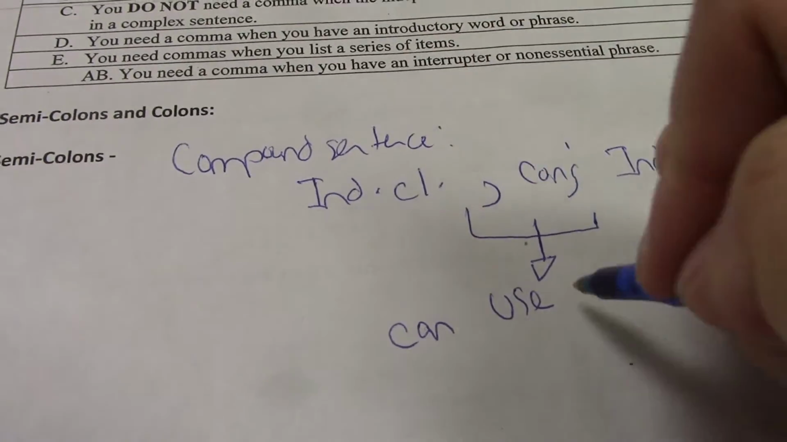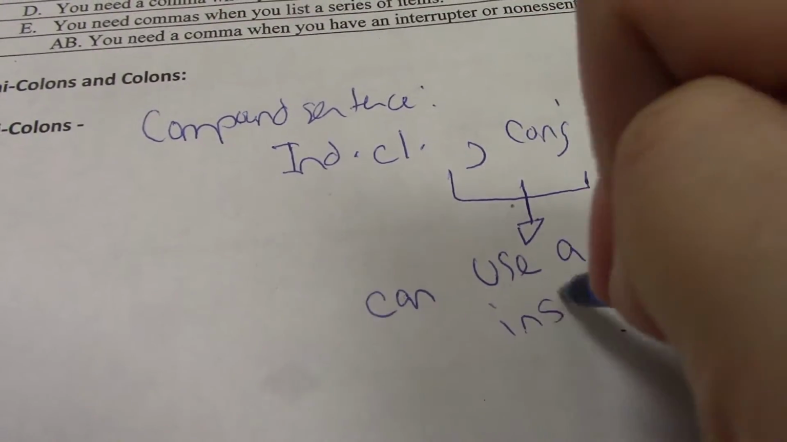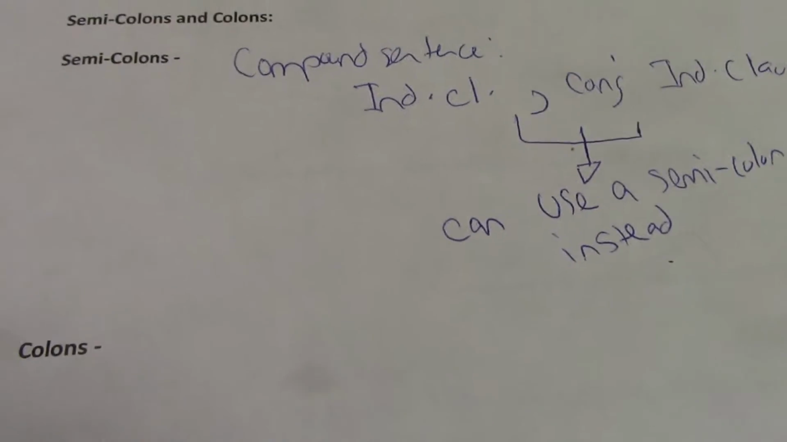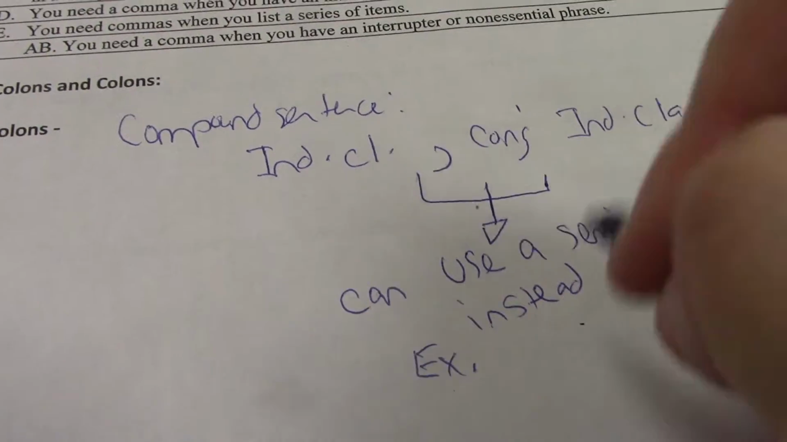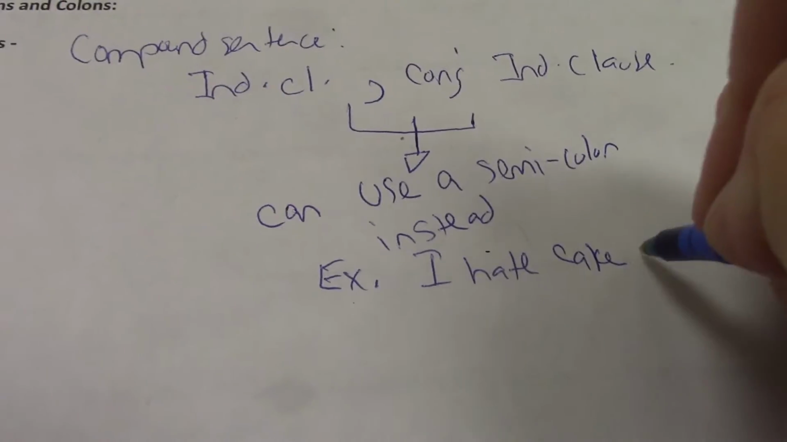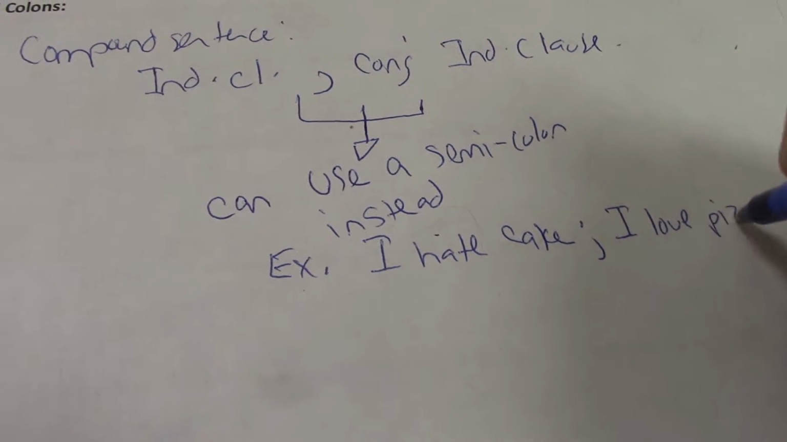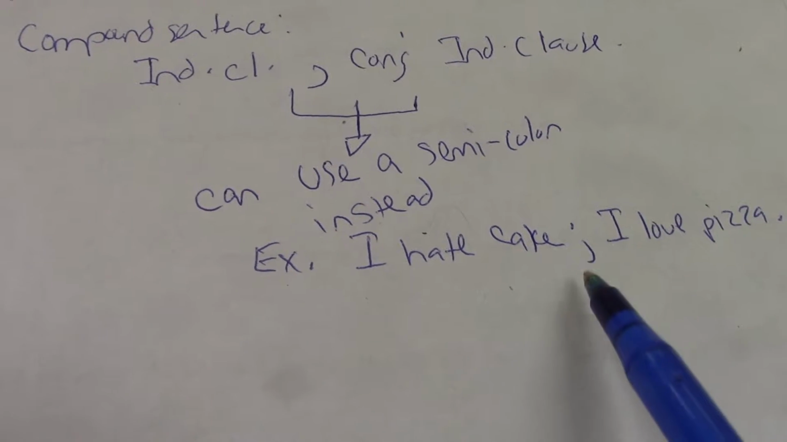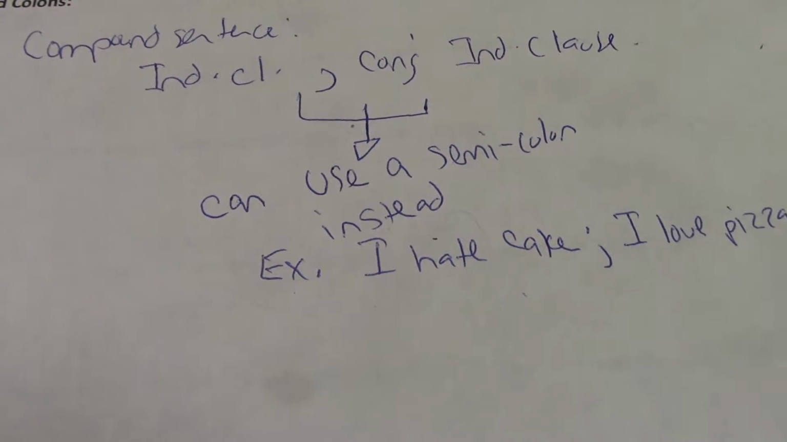So when you have two independent clauses, you can connect them with a semicolon. Example: I hate cake; I love pizza. Okay, that's not really true, but that's fine. I mean, I love pizza, but I also love cake. So you see here, I have an independent clause and a second independent clause. Instead of combining them with a comma and a conjunction, I can combine them with a semicolon.